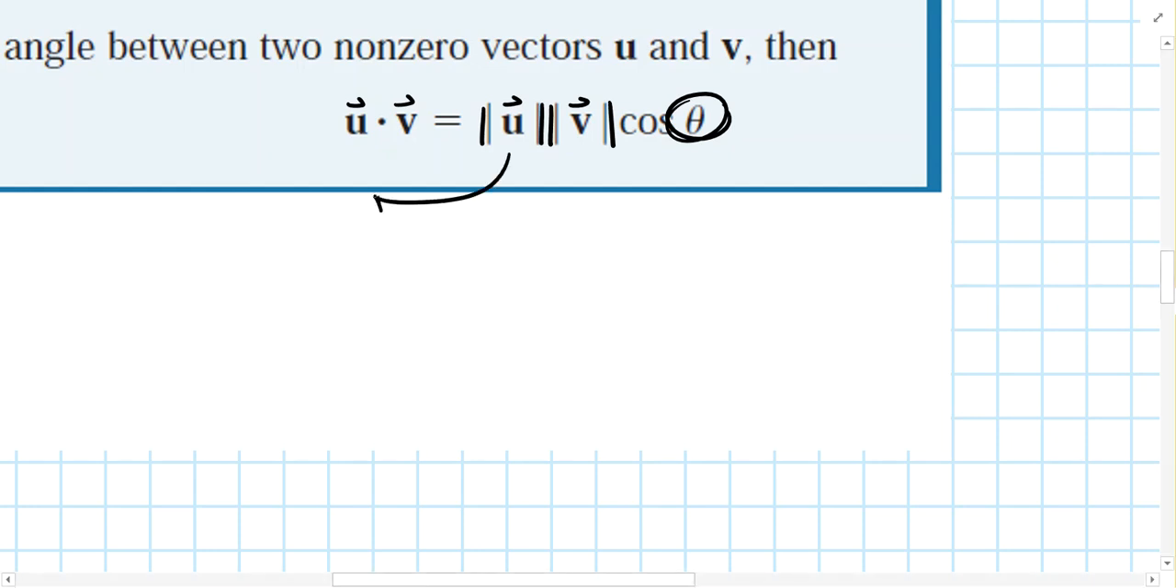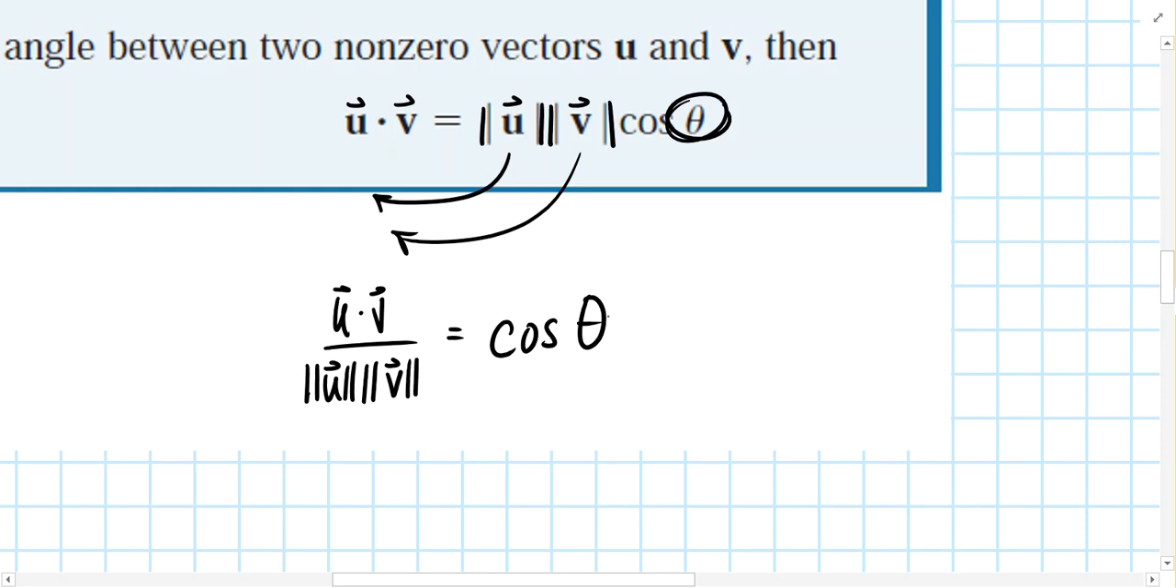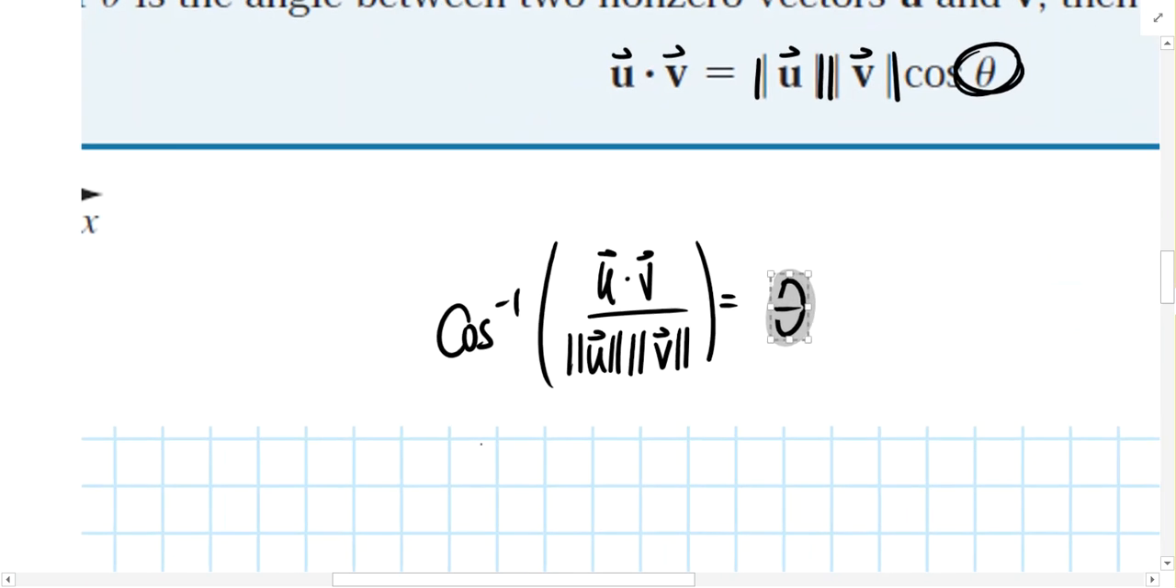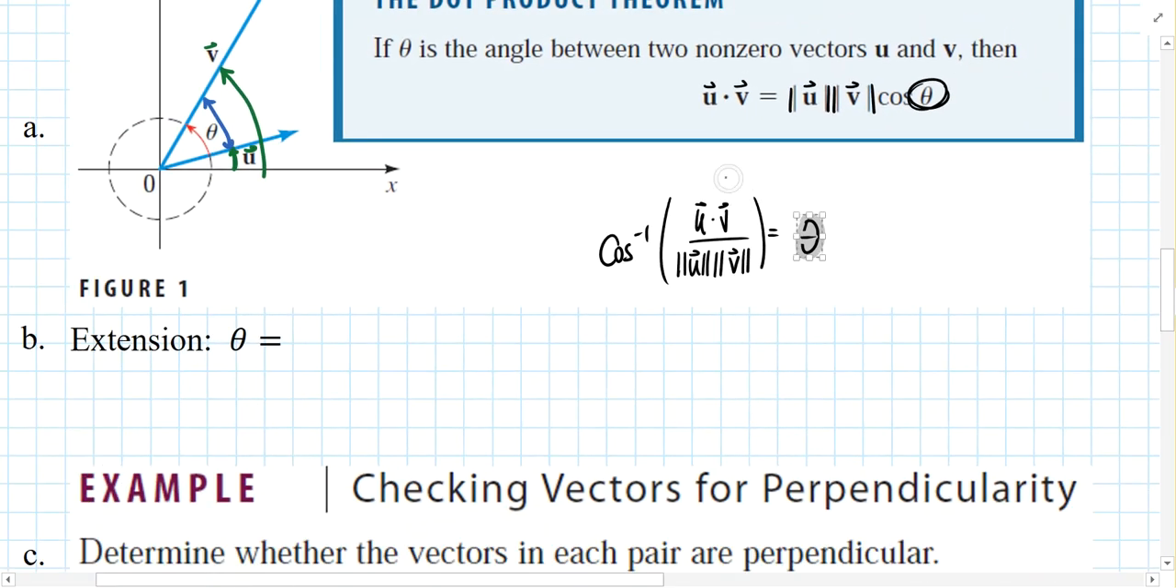Well, I could divide both sides of the equation by the magnitude of u and the magnitude of v, and that'll be the dot product of u and v divided by the magnitude of u times the magnitude of v, and that'll leave us with an expression that's equal to cosine of theta. And to isolate theta, I would move the cosine component to the opposite side of the equation and use cosine inverse evaluated at this particular expression. So this modified form of the dot product theorem can be helpful for us in the future as well. So we'll just make a note of that here.